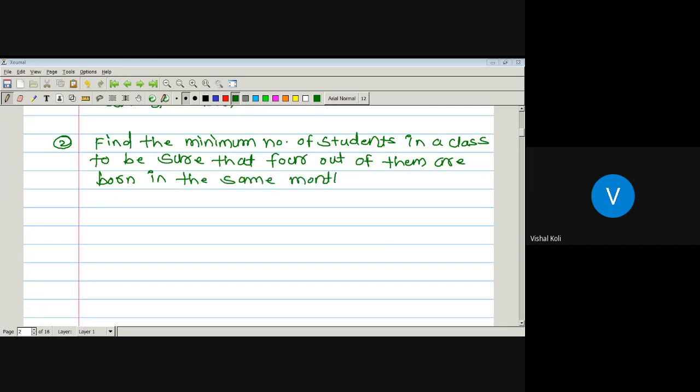So here we just have to use the extended pigeonhole principle. So let us see how to solve this one. First tell me what is the value of m, what is the value of n, and what we have to find out.